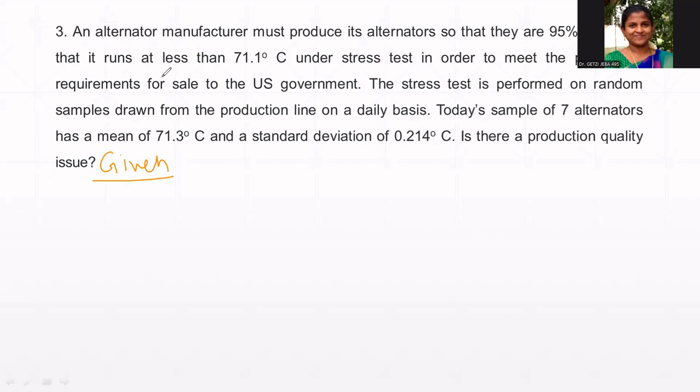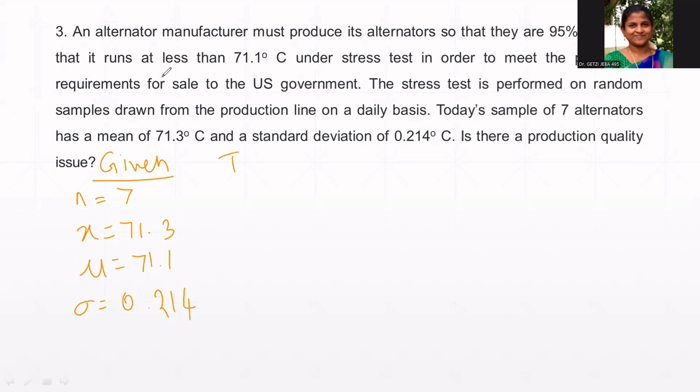Today, a sample of 7 alternators. So for the first time, we understand that 7 alternators are tested, and it has a mean. Okay, so x is 71.3. When it was the population mean, it was 71.1. Now he calculated for 7 alternators alone, and when he measured, it was 71.3. And sigma is equal to 0.214. Okay, so this was the first step.